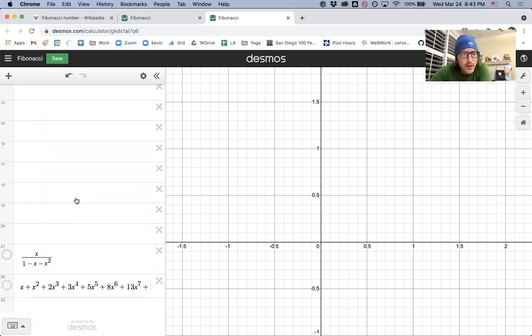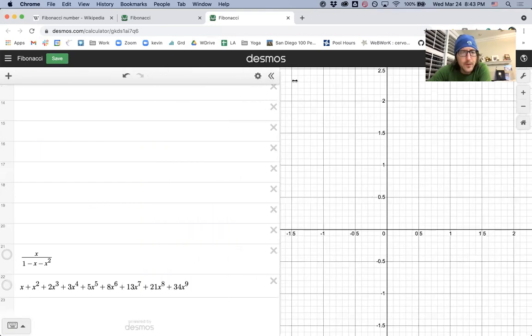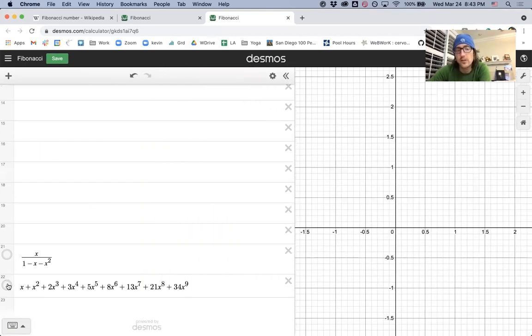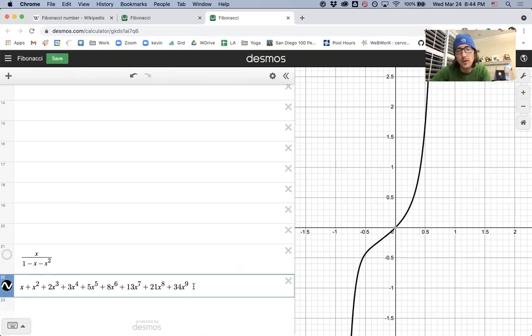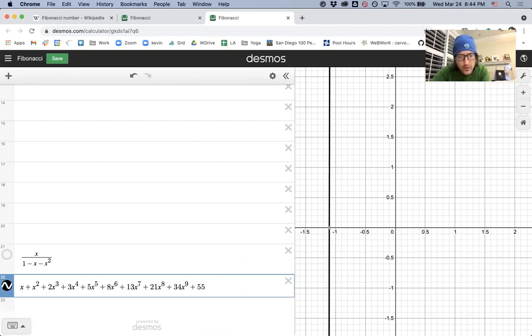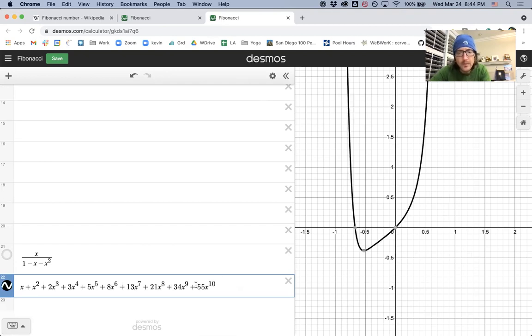So here, let's see what I've got down here. Okay. So down here, I've written the start of this power series. And so I could add one more term and see if that affects the graph. Right now, this is a graph of a degree 9 polynomial. If I add one more term, 55x to the 10th, and then I add the next one, what would the next one be? 89x to the 11th, right? You can see that it's kind of updating the graph. And each time I add extra terms, it's going to adjust it a little bit.